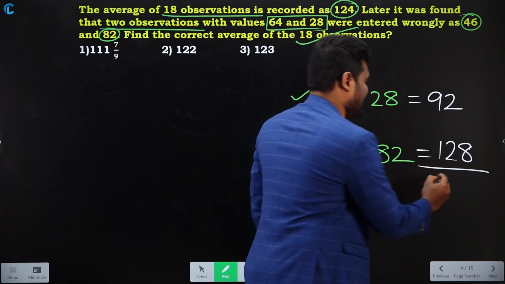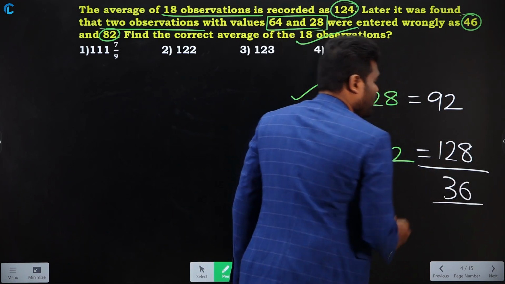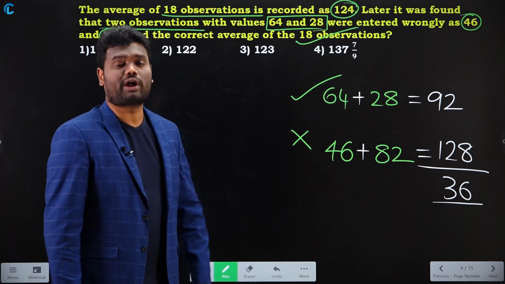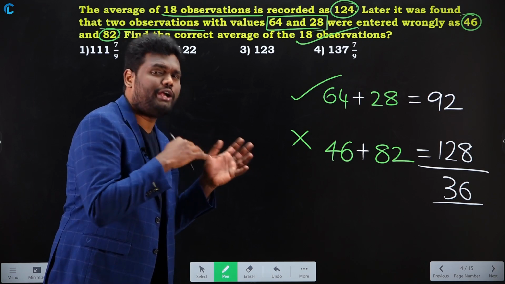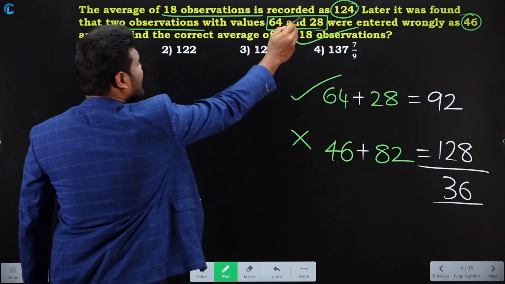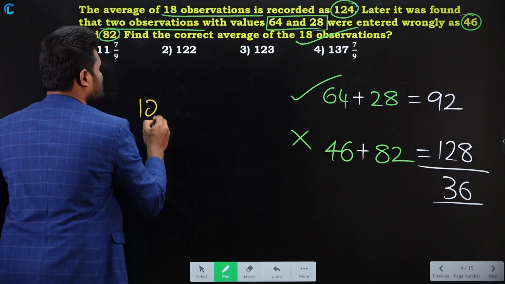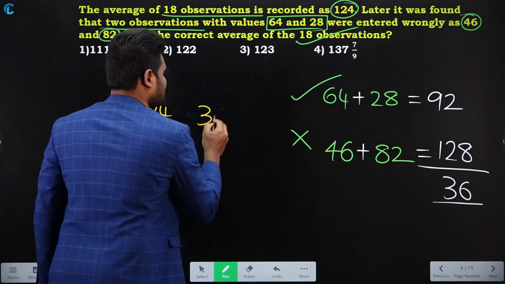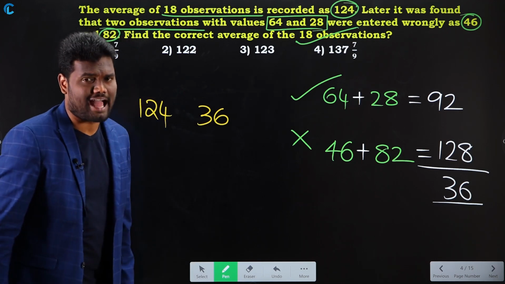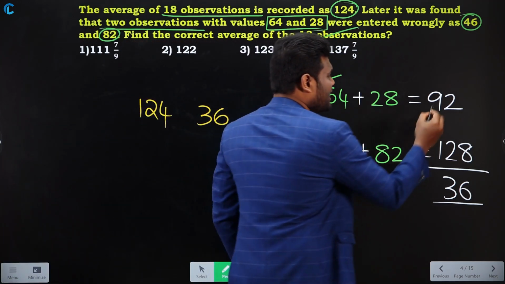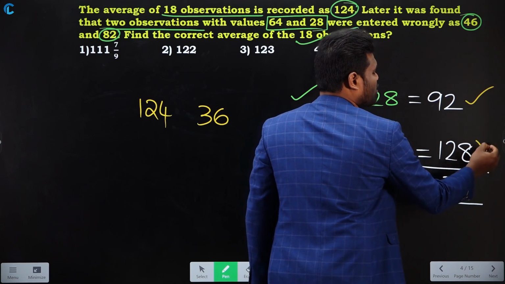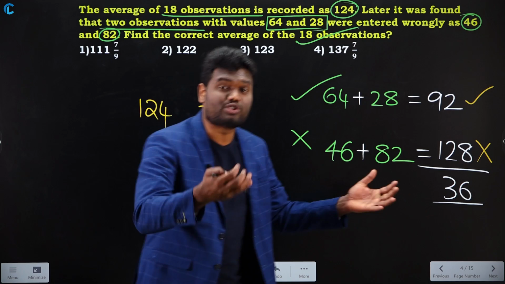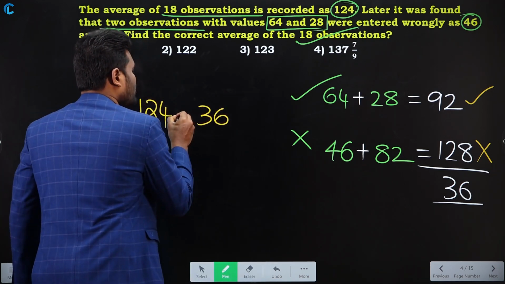If you take the difference, between 92 and 128 it is going to be 36. Which means the difference between the numbers is 36. If the difference is 36, either you need to add or you need to subtract. The actual average is 124. As you got 36 as the difference, write that 36. When to add and when to subtract, I have already told you. Here this is the right value, this is the wrong value. As the wrong value is more than the right value, you need to subtract it.